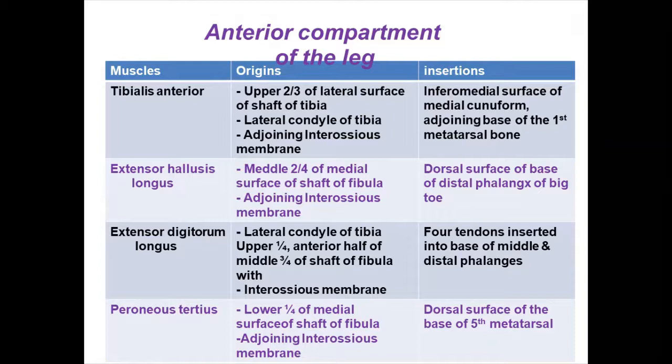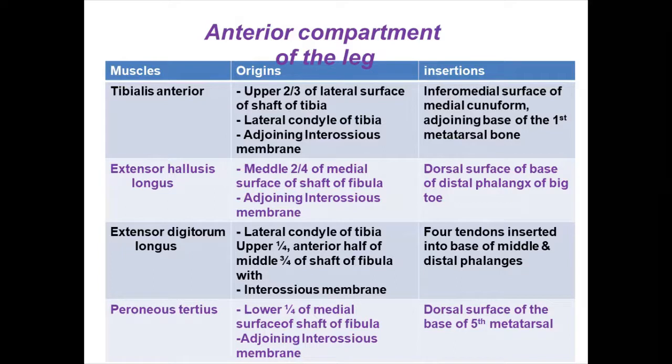Extensor digitorum longus arises from the lateral condyle of tibia, upper 1/4, anterior half of middle 3/4 of shaft of the fibula with interosseous membrane. The extensor digitorum longus at first splits into 4 digits. Then these digital portions are inserted into the base of the middle and distal phalanx of the lateral four toes.